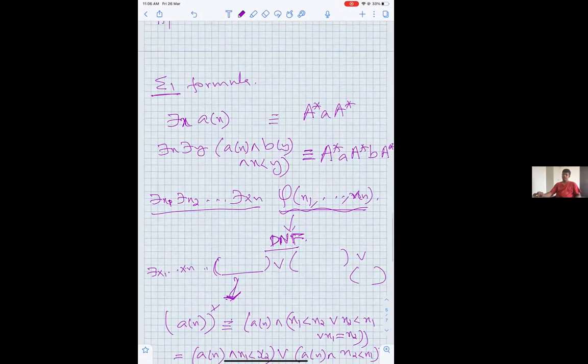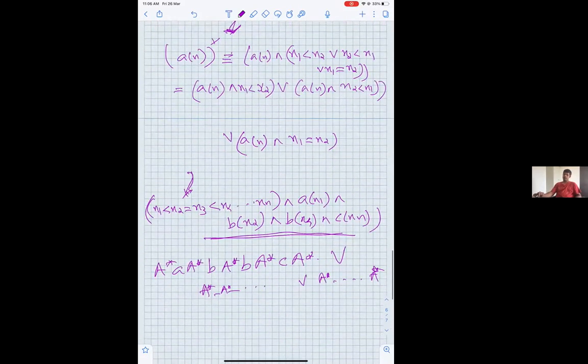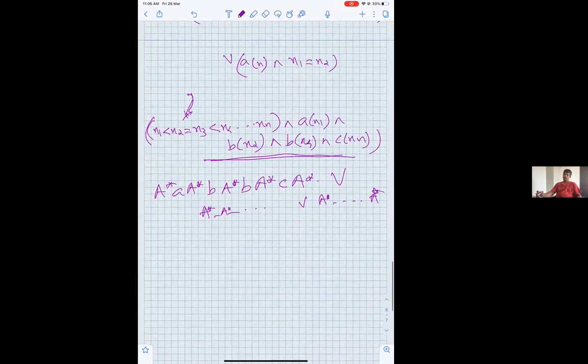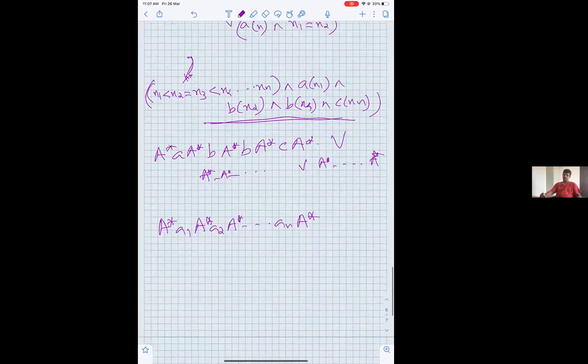Let's give a name to such a thing. There are many ways you could describe this. For instance, A star, A1, A star, A2, A star, AN, A star. This thing has many properties. Can you give me some of those properties?